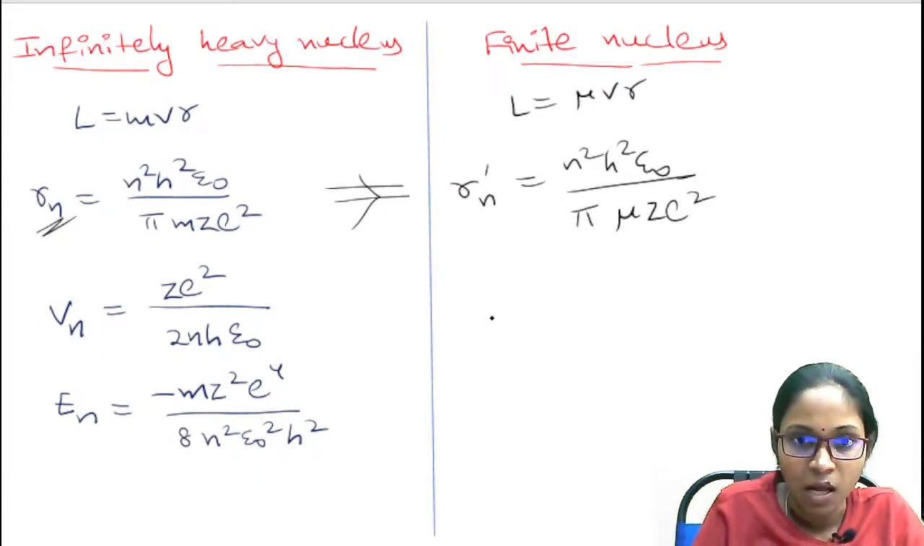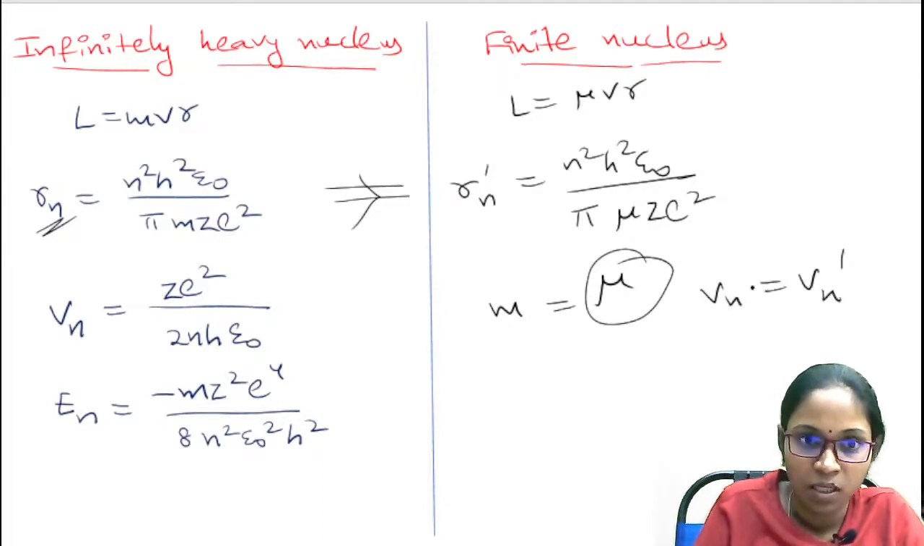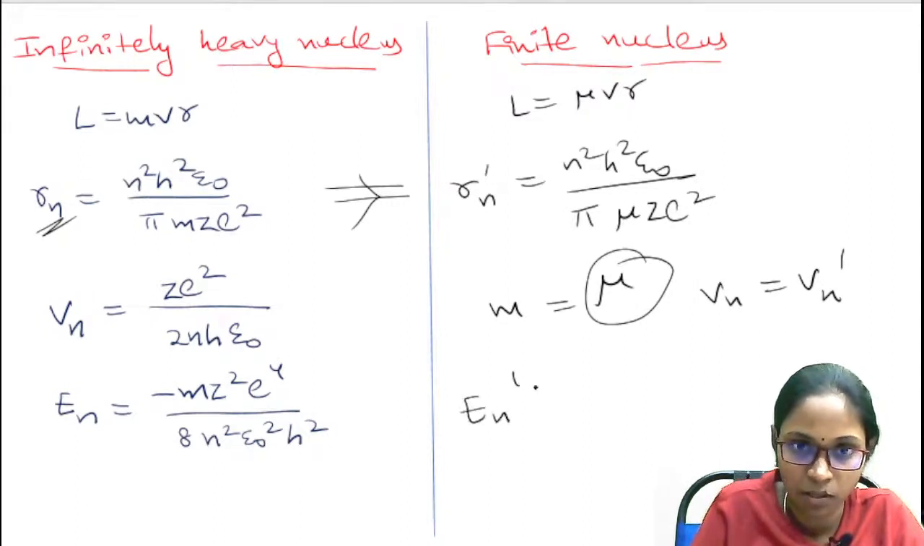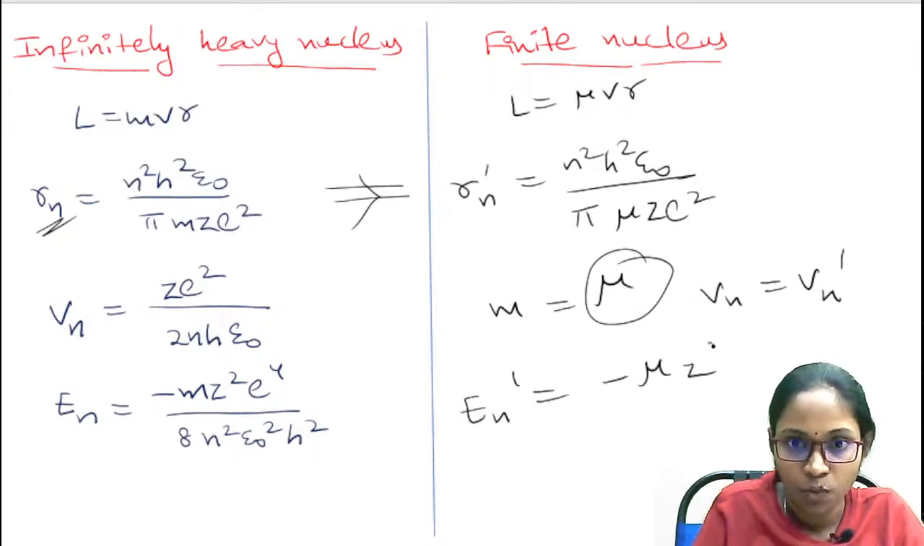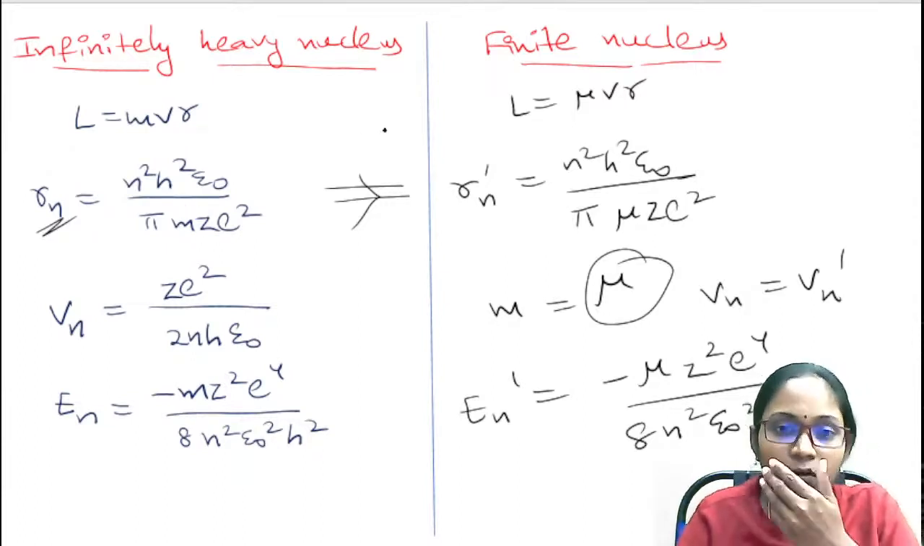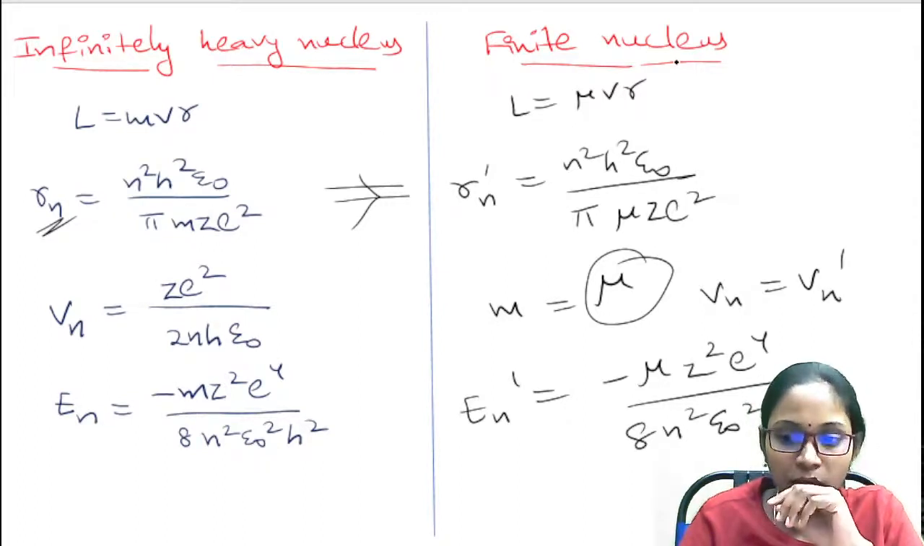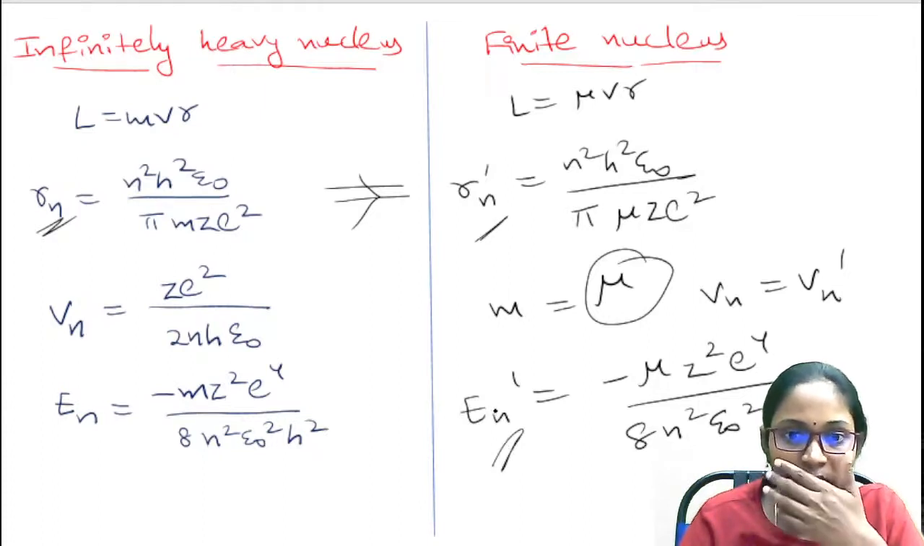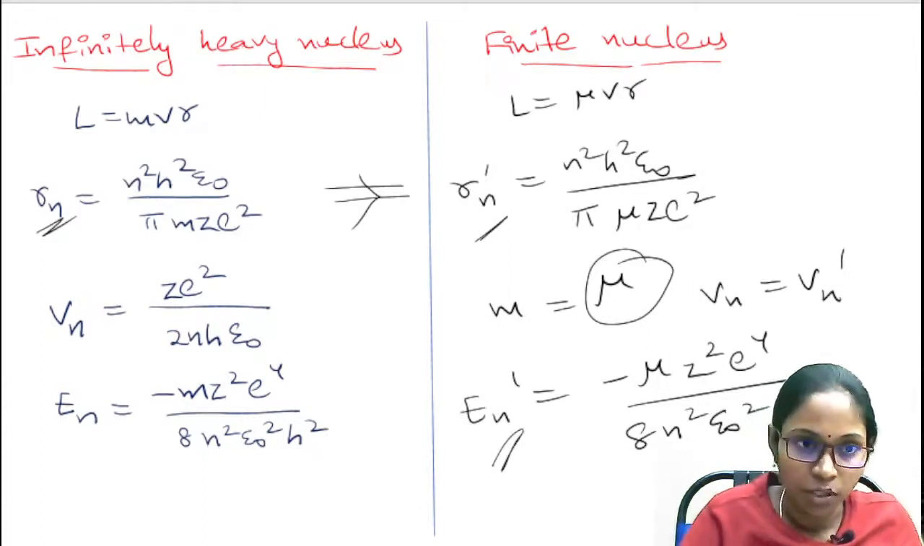I'm just rewriting this equation. In place of mass m, I'm substituting mu. Here Vn is equal to Vn prime, because there is no mass term in this equation. And here En prime is equal to minus mu z square e power 4 by 8 n square epsilon square h square. Finally if we make the correction for finite nucleus, for the radius of the nth orbit and energy of the nth orbit, these will be the equations.